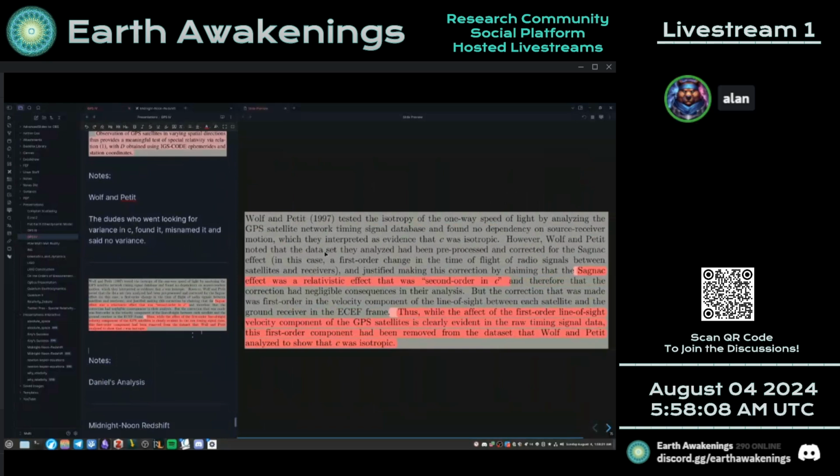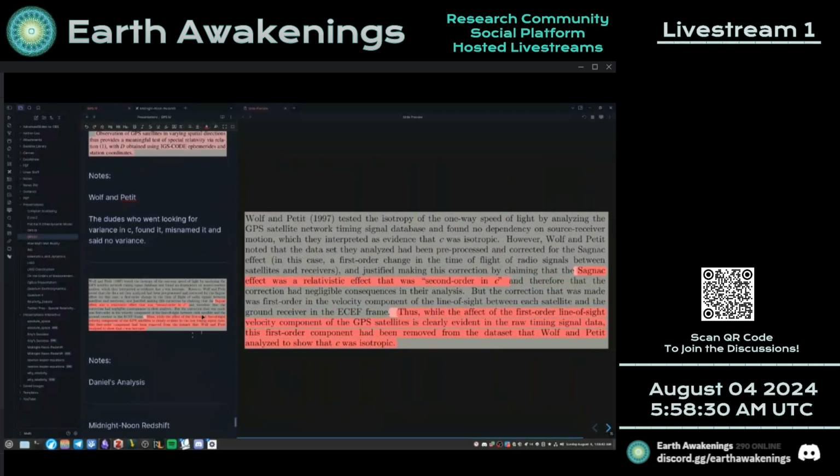However, Wolf and Pettit noted that the data set that they analyzed had already been pre-processed and corrected for the Sagnac effect, in this case, a first-order change in the time of flight of radio signals between satellite and receiver. So this is direct line of sight propagation. And they justified the correction by claiming that the Sagnac effect was a relativistic effect in the second order in c, which is not true, right?